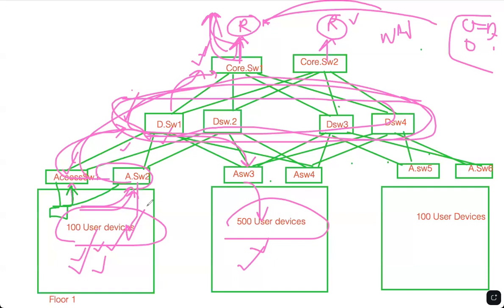Hi, Ravi. Can you repeat once again the access switches, distributed switches, and core switches? Access switches will be used to connect the endpoints. All the endpoints will be connected to the access layer switches.